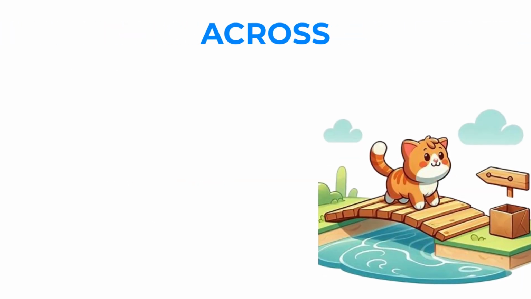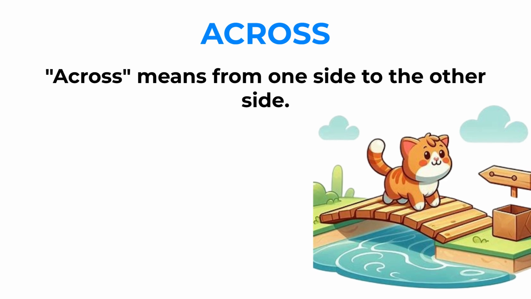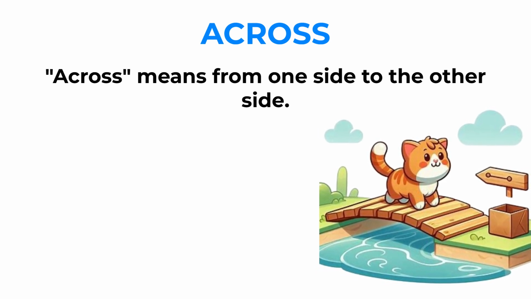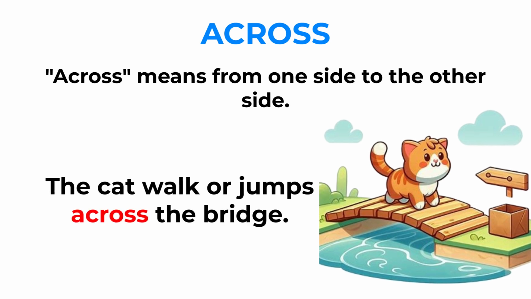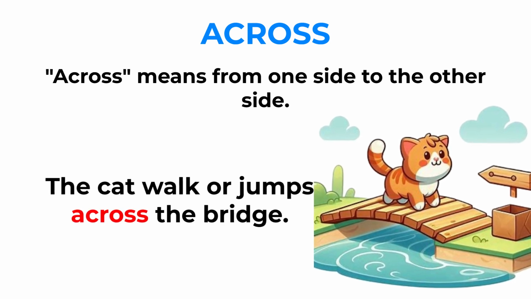Across. Across means from one side to the other side. The cat walks or jumps from one side to another. Example sentence. The cat walks or jumps across the bridge.